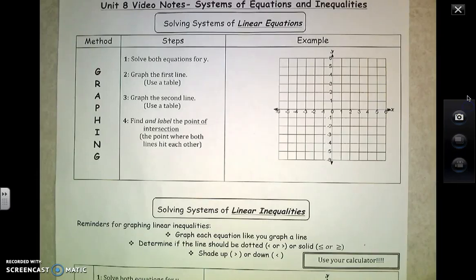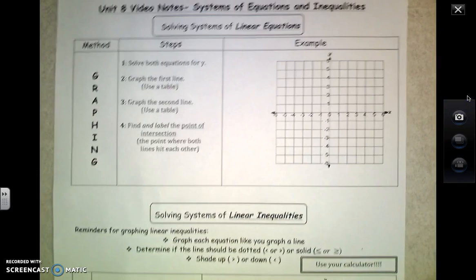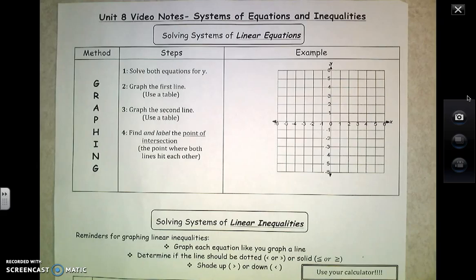Hi there, it's Mrs. Bracy, and this is your Unit 8 video notes on systems of equations and inequalities. We are going to be talking today about how to solve a system of equations graphically and how to solve a system of linear inequalities graphically. So we're doing graphing.